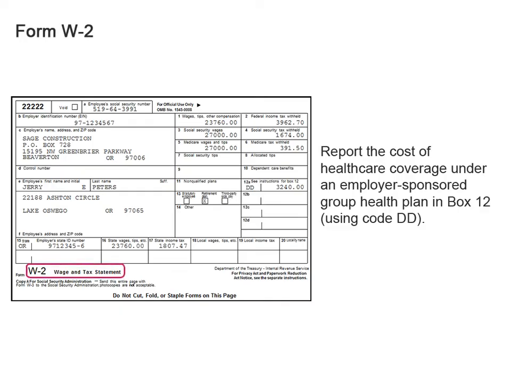On the Form W-2 wage and tax statement, you must report the cost of health care coverage under an employer-sponsored group health plan in Box 12 using code DD. The amount should include both the portion paid by the employer and the portion paid by the employee.